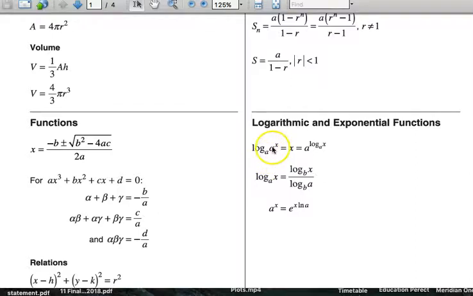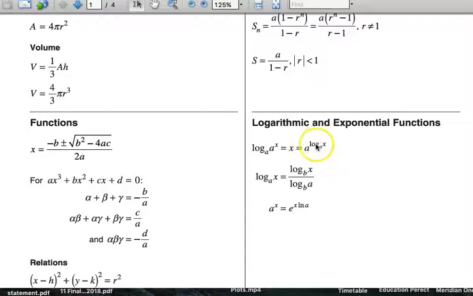Log to the base a of a to the power of x is just x, because you've got to look at the log to the base a of a. That just cancels and you're left with x. Because you can bring that x to the front. That's x times log to the base a of a, and we know that log to the base a of a is 1. All right, so that equals x.